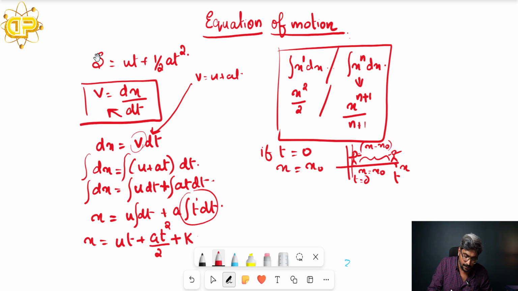So now if t is equal to 0, then my x will become x0. If I'm substituting the value here, then what happens there? x is equal to u into t, with t equal to 0, so 0, plus at square by 2, that is 0, plus k. And what is this x? At time t is equal to 0, x will become x0.